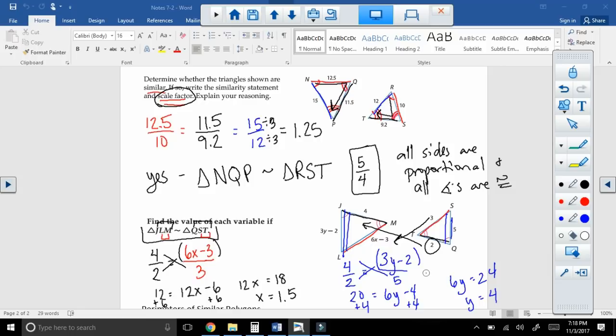If you want to plug those in as a double check, that would be a good thing. Remember that these are not going to be equal. You need to remember that these are proportional, as is almost everything we're going to do in this chapter. So we're not just setting these things equal, we got to make sure we set them up as a proportion, and then we can cross multiply to solve.